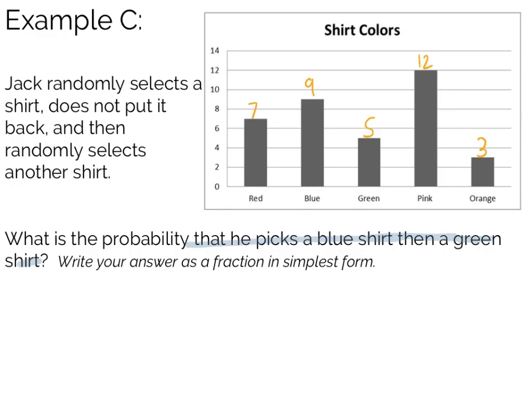So now that we know how many shirts are in each column, let's go about making our fraction. So he first chooses a blue shirt. So there are 9 blue shirts, as we talked about, and now we need to figure out the total number of shirts. So we're going to have to total up all of those columns. So we need to add our 7 plus 9 plus 5 plus 12 plus 3, and that should give us 36 total shirts.